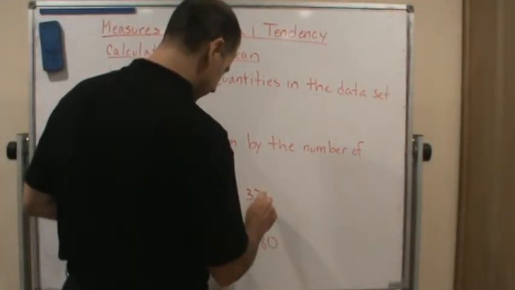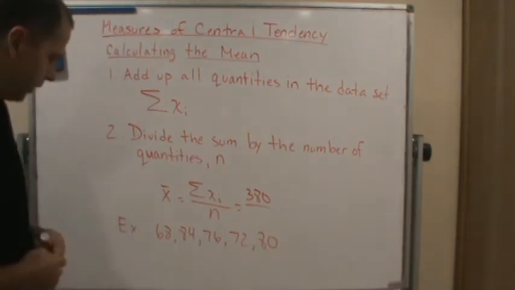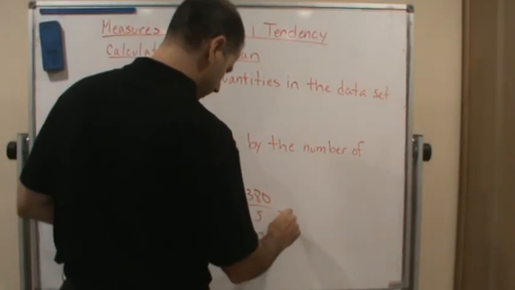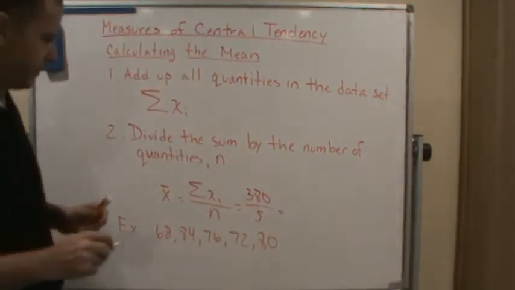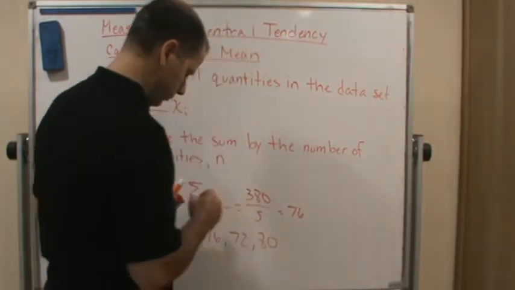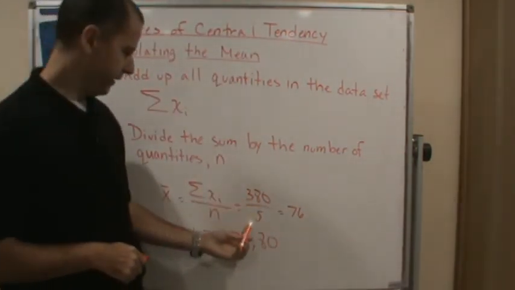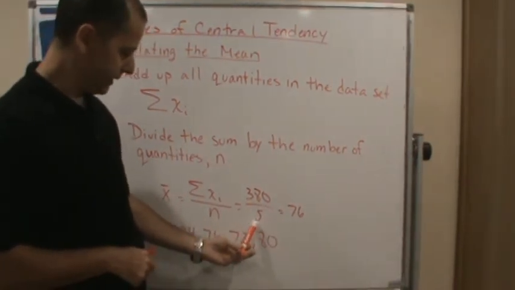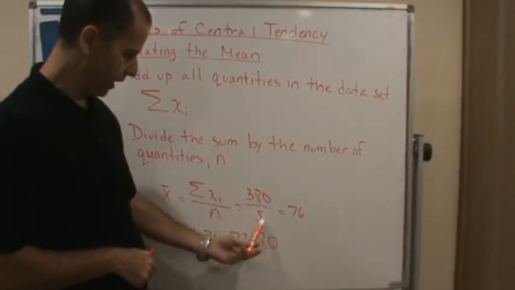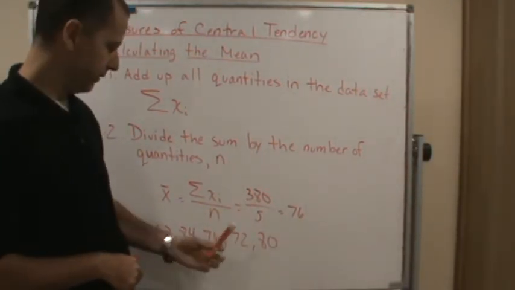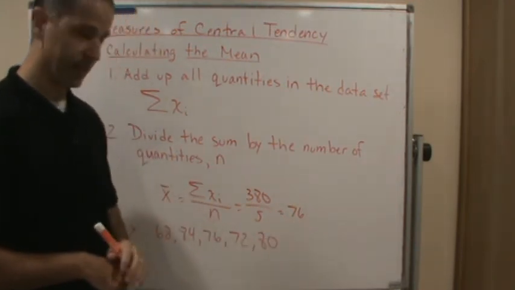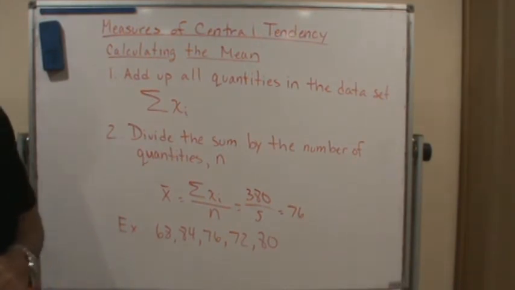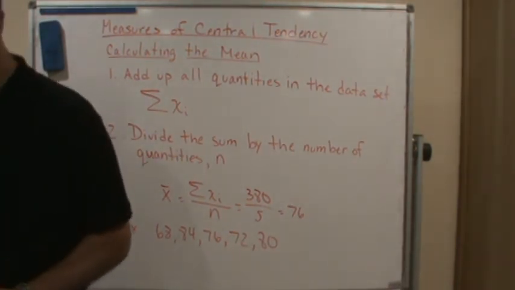So we get 380 divided by, well, how many numbers do we have? We have 5 numbers, so we divide by 5. And so this is going to be 76. So 380 divided by 5 is 76. If you want a quick way of doing that, remember, it's easy to divide by 10. So I can divide this by 10 and then double it to get the same number divided by 5. So 38 times 2 is 76, and that's the answer. So 76 is the average for this problem, and that's it.